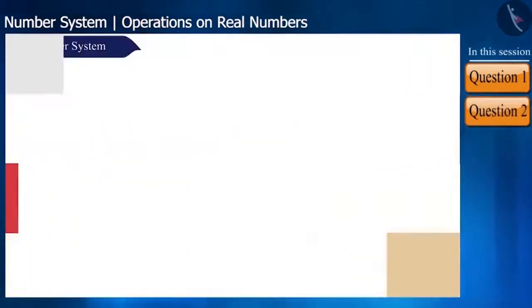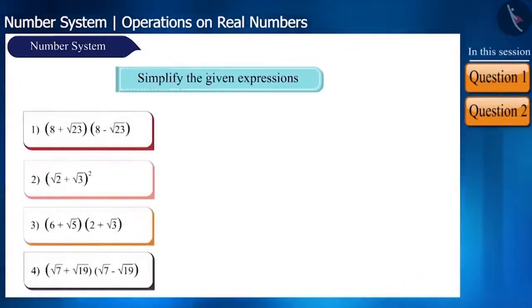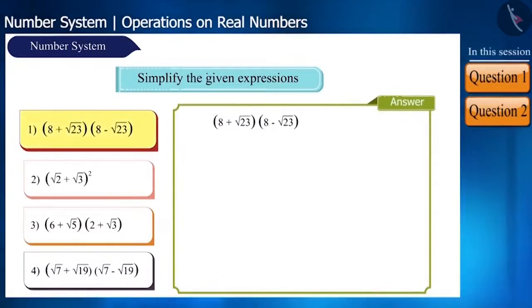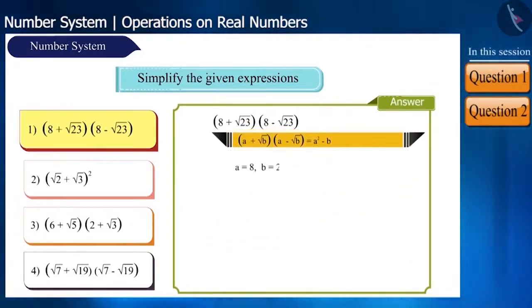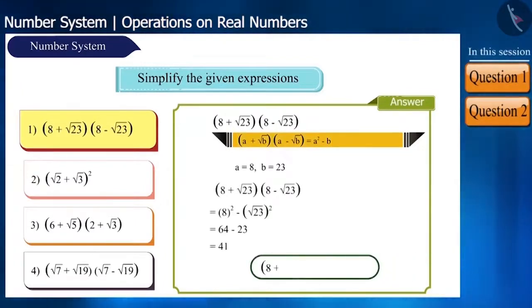Friends, let's solve one more question. Simplify these expressions. Friends, see the first expression. This looks like the identity a plus root b, a minus root b. Here, a is equal to 8 and b is equal to 23. So let us use this identity, a plus root b, a minus root b is equal to a square minus b, to solve it. After solving, the answer is 41.